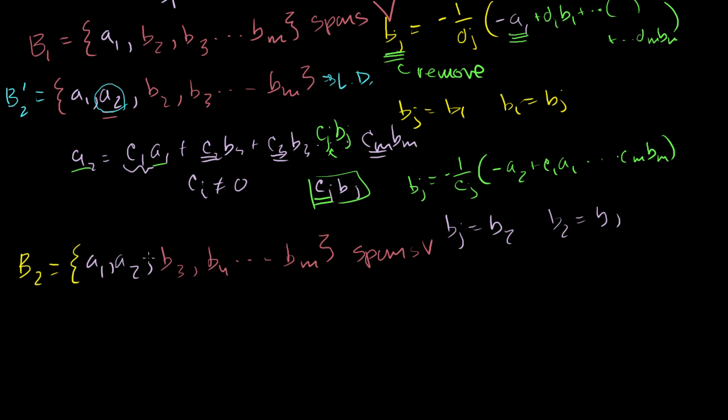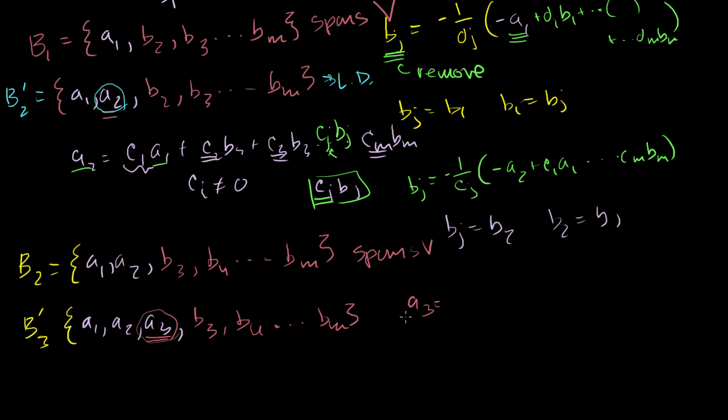So this process I'm doing, I can just keep repeating it. I can add an a3. I can define b3 prime as I can just add a3 to this set right here, a1, a2, a3. And then I have my b3, b4, all the way to bm. And I'll say, oh, this is linearly dependent because this guy spans v. So everything but this guy spans v. So obviously, you can construct this guy with a linear combination of the rest of them.